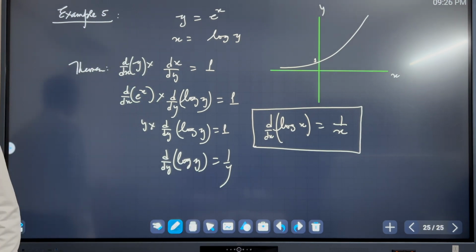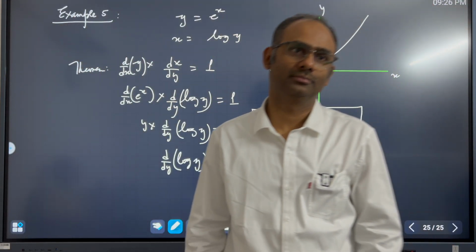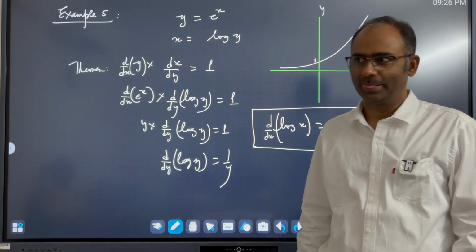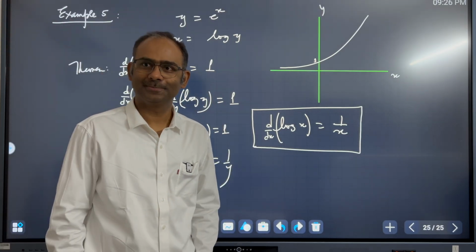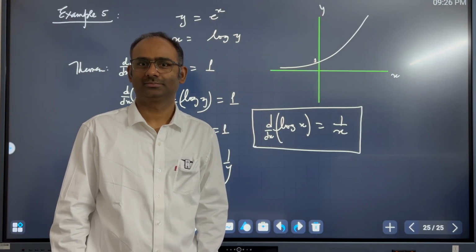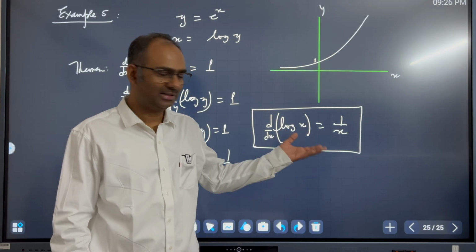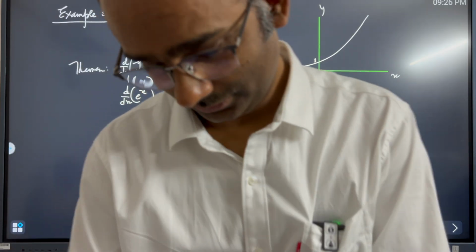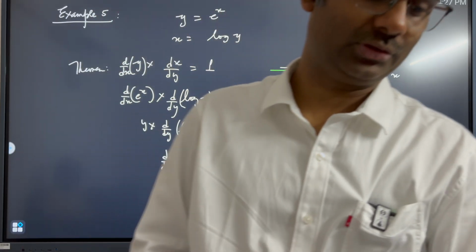So this is basically proof that derivative of log of x is 1 over x. Yeah, that's what I proved. That's the proof of it. Homework, prove this in a different way using chain rule. The same result you can arrive at by using chain rule.